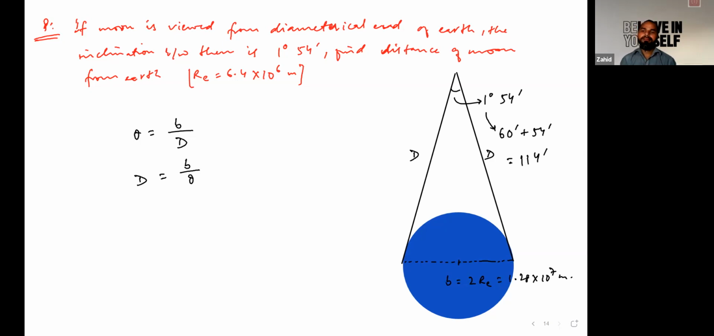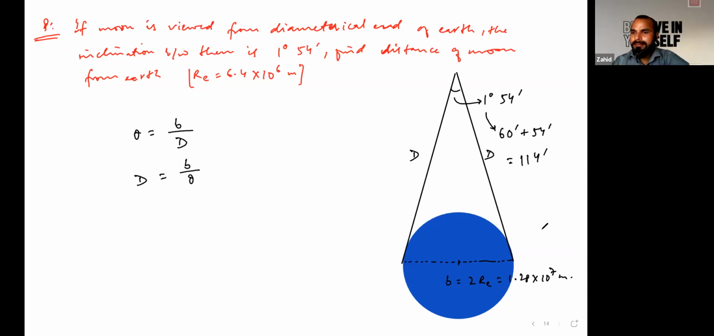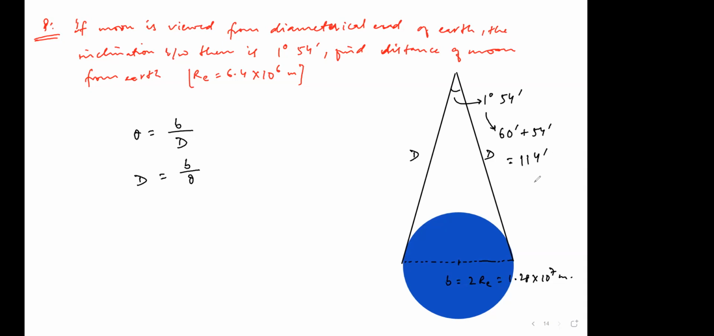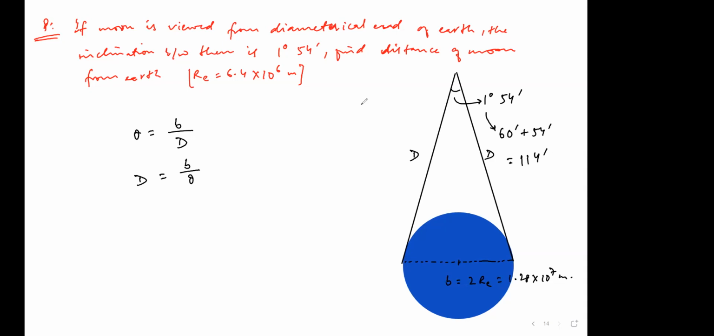Okay, Khalid. So do we have to apply 114 minutes for theta? Yeah. Here we have 1 degree and 54 minutes. These are two different units. So just convert them into a single unit. I have converted this degree into minutes and added this to this part. So the total angle subtended would be 114 minutes. So just multiply it by 2.91 to convert it into radian. Okay.